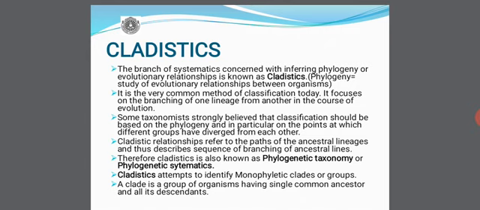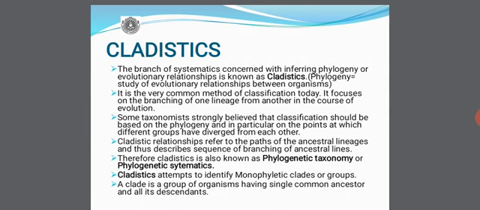Some taxonomists strongly believed that classification should be based on phylogeny and in particular on the points at which different groups have diverged from each other. Cladistic relationships refer to the paths of the ancestral lineages and thus describe the sequence of branching of ancestral lines. Therefore, cladistics is also known as phylogenetic taxonomy or phylogenetic systematics. Cladistics attempts to identify monophyletic clades or groups.